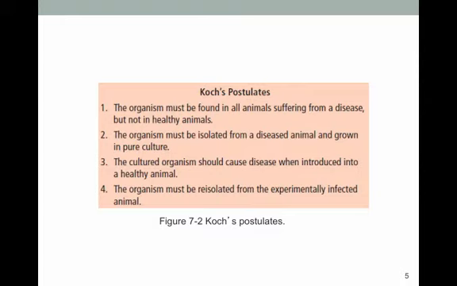The organism must be found in all animals suffering from a disease, but not in healthy animals. The organism must be isolated from a diseased animal and grown in pure culture. The cultured organism should cause disease when introduced into a healthy animal. And the organism must be re-isolated from the experimentally infected animal. So all of those help identify the disease that we're trying to fight.